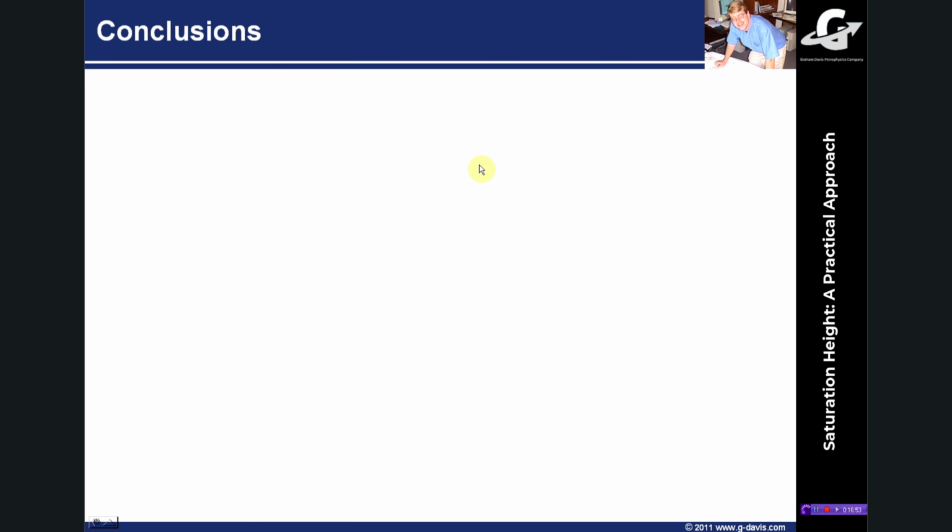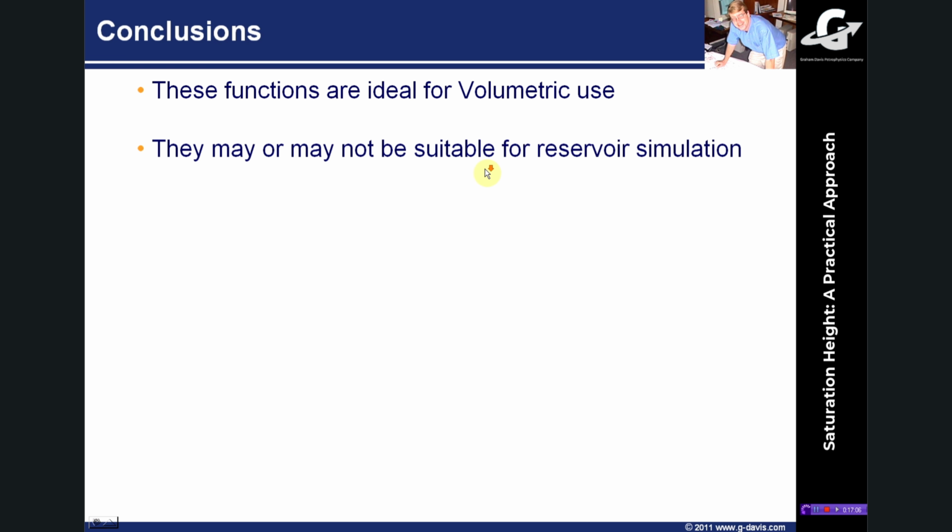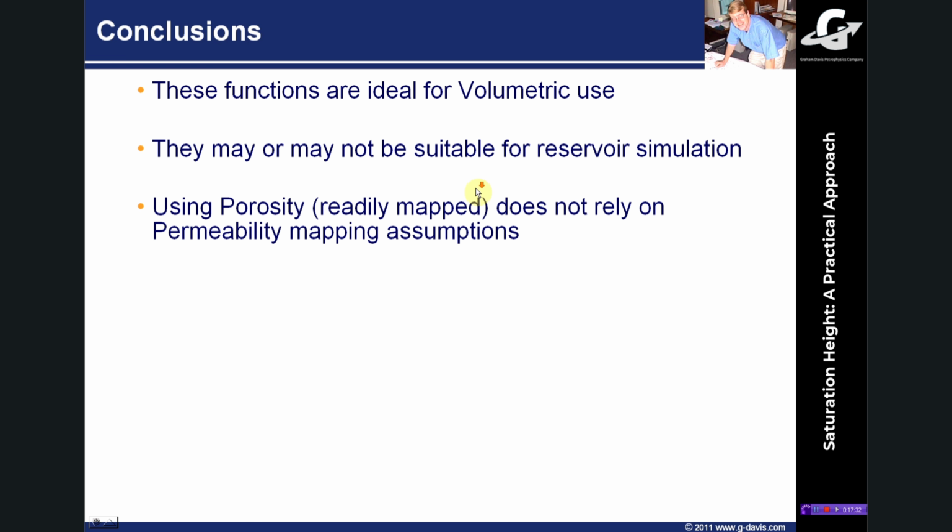So anyway, finally, in conclusion, these functions are certainly ideal for volumetric use. If you want to know what the average oil saturation is in your reservoir and apply it in a 3D model, I think for volumetrics these functions are absolutely fine. They can also be used for reservoir simulation. You can convert the height term to a capillary pressure term and use them for simulation, but for reasons that I've hinted at there with the permeability term, they're not necessarily exactly the same as the core capillary derived curves that are most used for setting up in the simulation world.